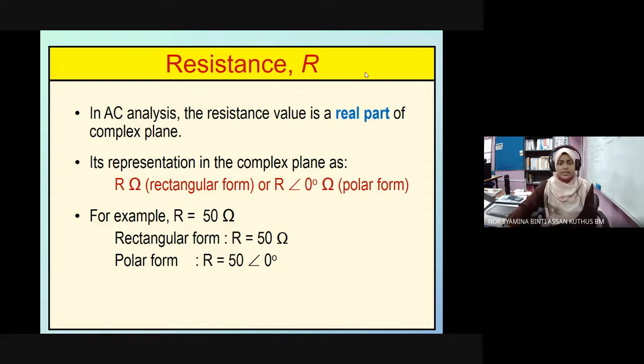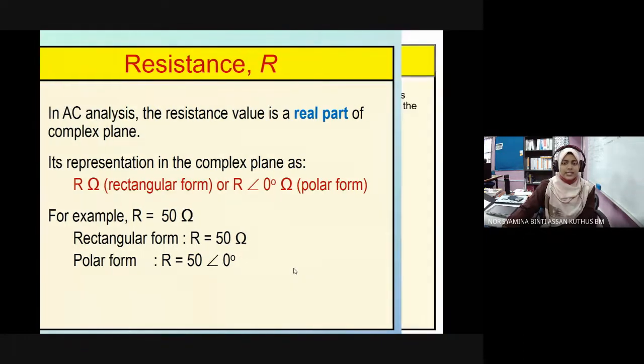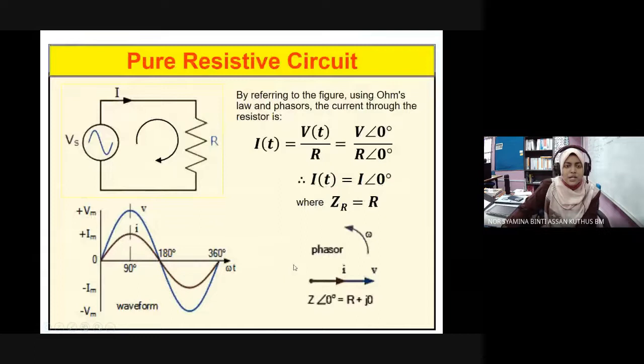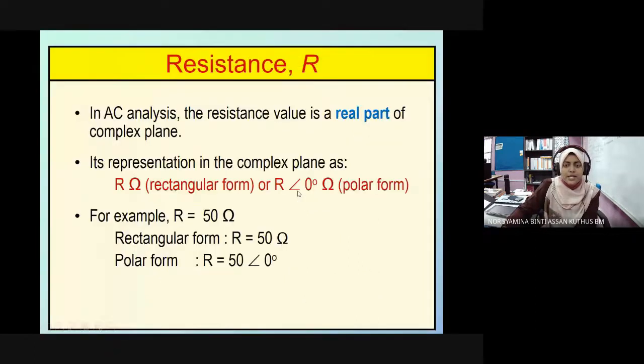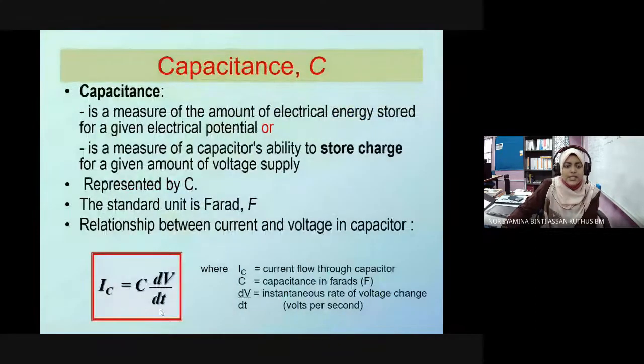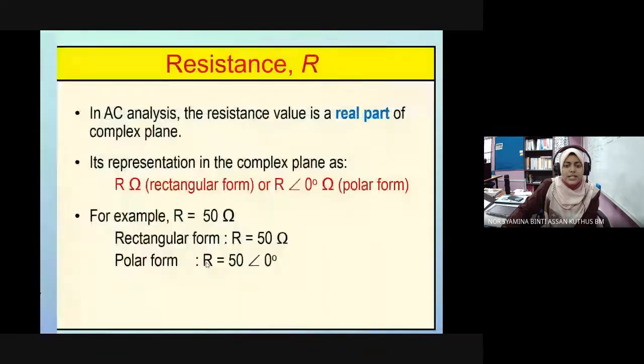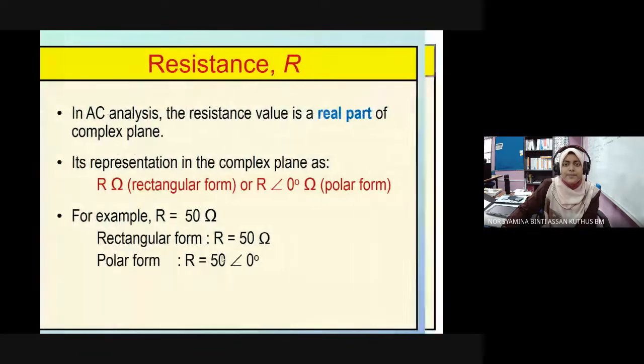Okay, for example, kalaulah R yang diberikan adalah 50 ohm, rectangular form pun 50 ohm, in polar form pun dia tidak akan ada any imaginary angle dekat sini. Ini tak apa, kita akan tengok. Alright, so bila mana every time kita ada this particular instantaneous rate, kita akan ada this polar form.